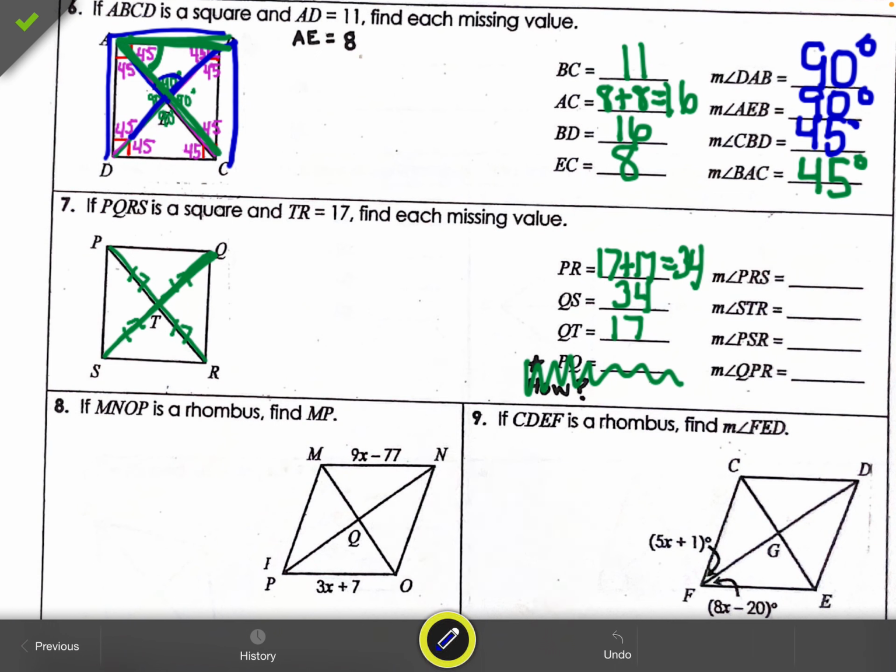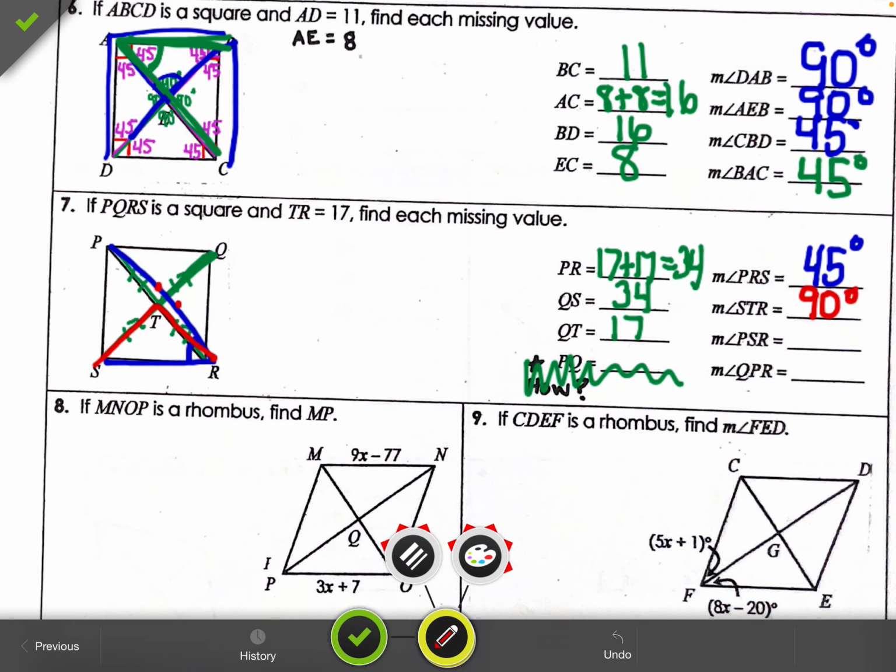So let's look. PRS. So it's half of your corner. Be 90 divided by 2, which would be 45. STR. Again, trace it with your pencil. Let's pick a different color so we can see it a little better. STR, S to T to R. What do we know about the 4 angles in the middle? What do our diagonals do? They're perpendicular, which means STR is 90.